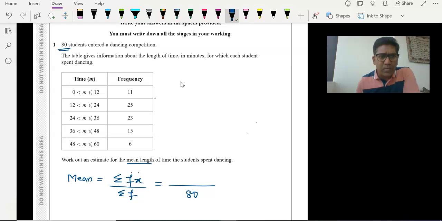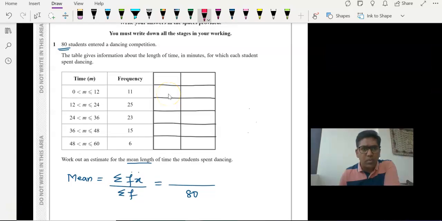Now we have the classes given to you. We need to work out the midpoint of the class. So we'll add two more columns here, one for the midpoint and one for the total. So let's find the midpoint of each class. To get the midpoint, you add the two limits and divide by 2. So for example, 0 plus 12 divided by 2, so the midpoint is 6. The midpoint of the first group is 6.